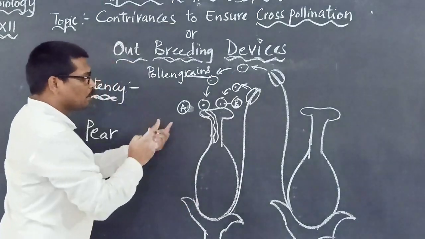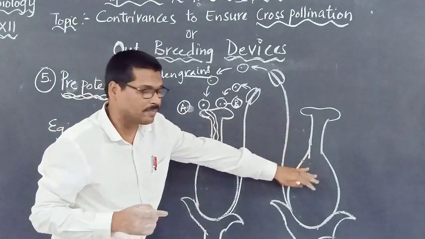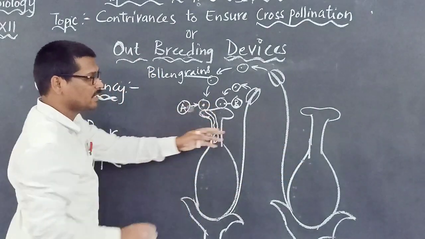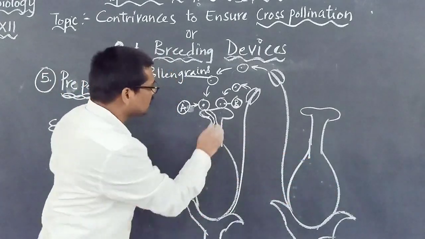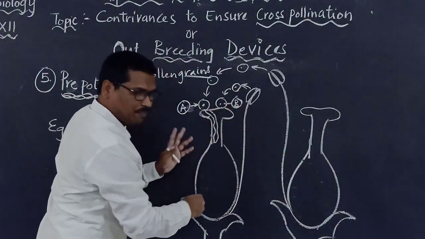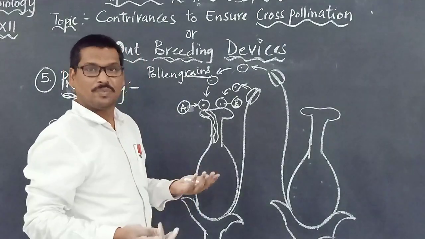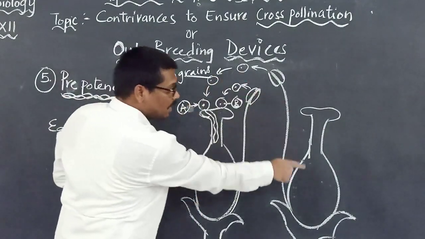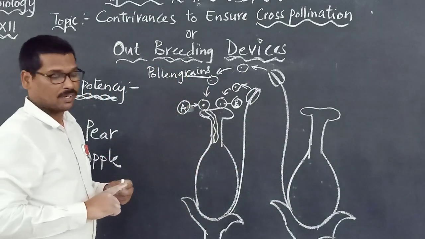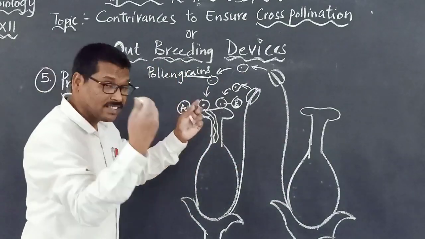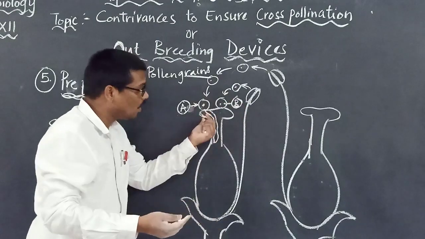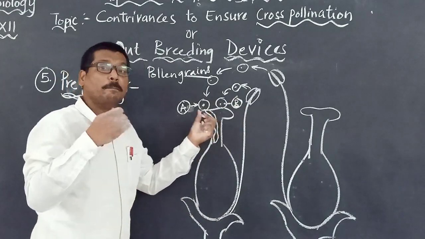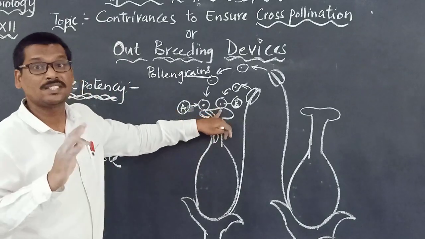So let us say the pollen grains that are collected from another flower, let us try to understand and label it as A. This is a pollen grain coming from another flower. This is a pollen grain B coming from the same flower. So which one will germinate more faster? It is the pollen grain A, because it is coming from another flower. So the pollen grains of another flower, when they fall on the stigma, germinate more rapidly than the pollen grains of the same flower.